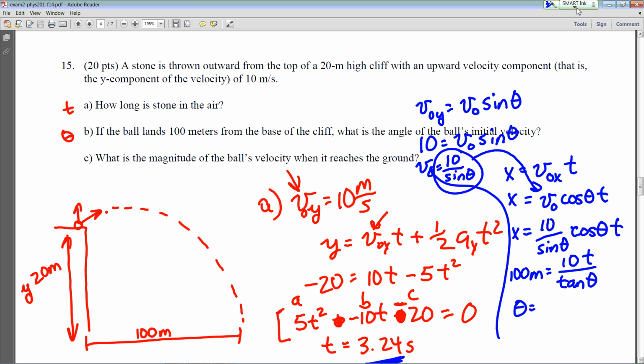Can I clear this? Oh, and then, to find the magnitude of the ball's velocity when it gets down here, it has a vx and a vy, and you have to find both of those. So vx is equal to v naught cosine theta. By this time, you'll have theta, and then you can find v naught from this. And then vy is equal to v naught y plus ay times t. Since you know t, you can find vy at the end. And then to find the magnitude of two vectors, you just use the Pythagorean theorem, the square root of the first vector squared plus the second vector squared.